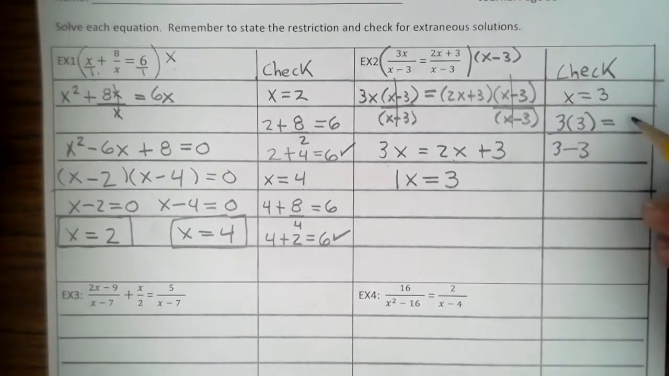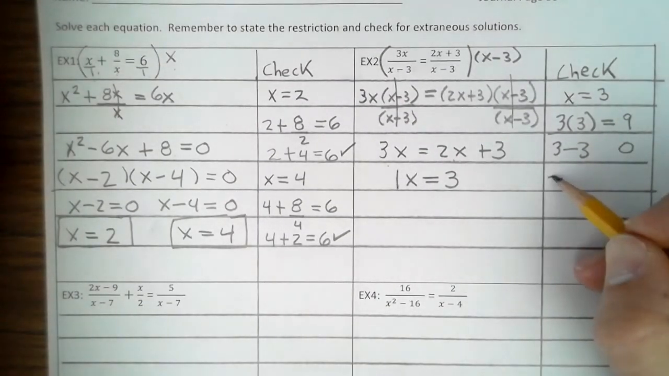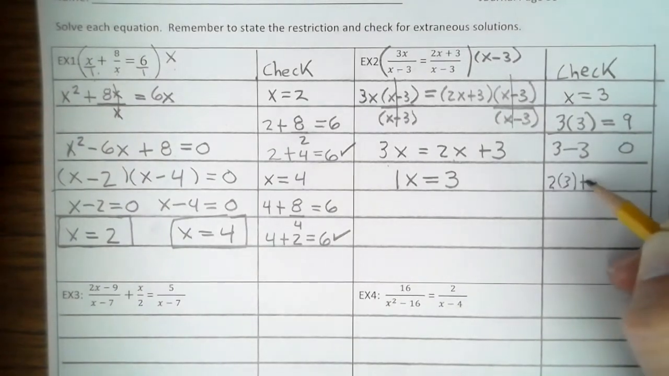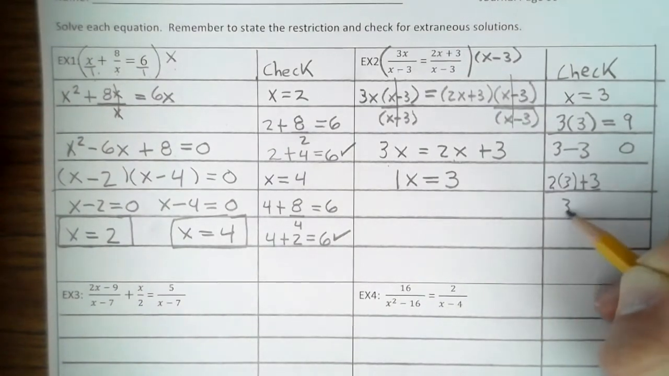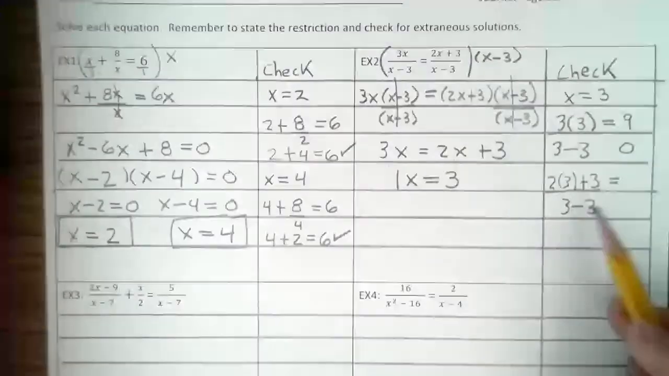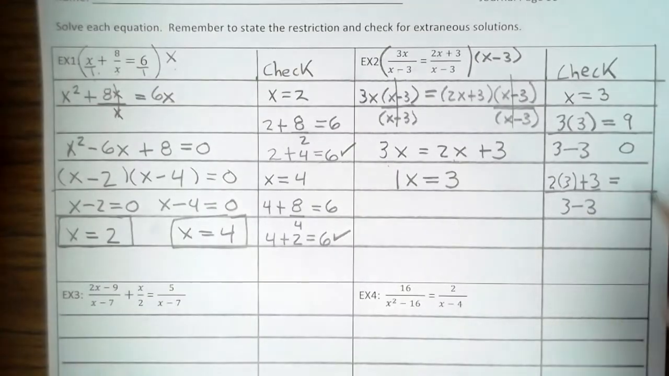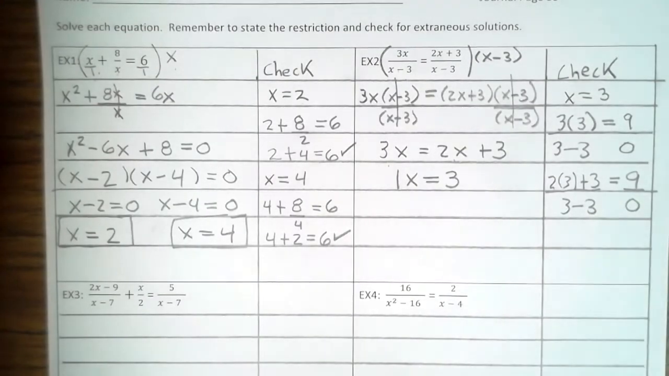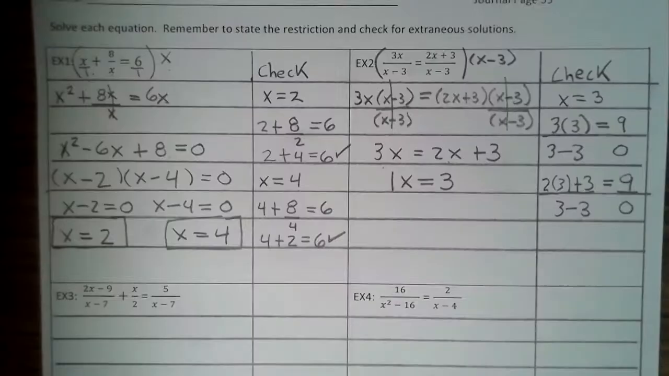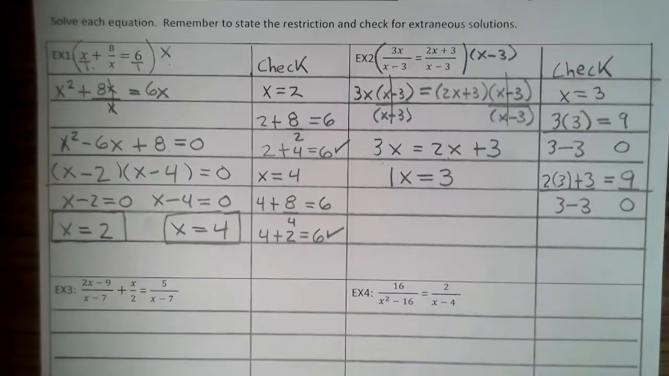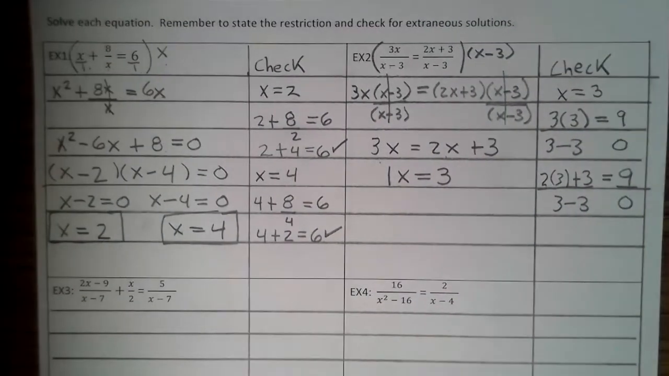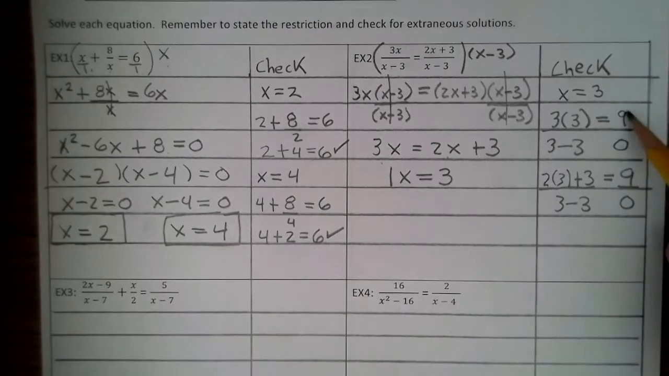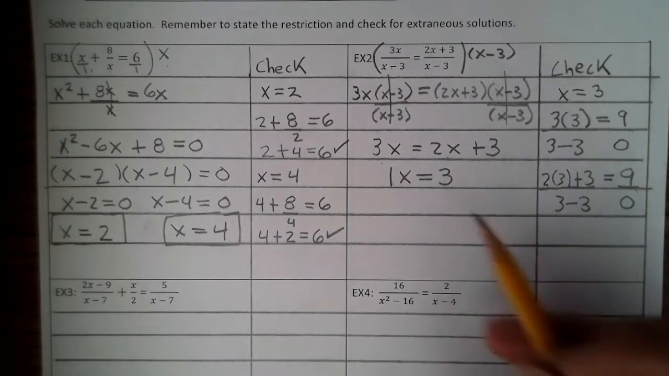And let's look at the right side. So it's 2 times 3 plus 3 divided by 3 minus 3. Well, that's 6 plus 3 is 9 divided by 0. They're the same. It checks, but there's something unique about this, in that 9 divided by 0 is undefined. So for 2 reasons, they're both equal to 9 divided by 0, and the other reason is undefined, we said x equals 3 is an extraneous solution.